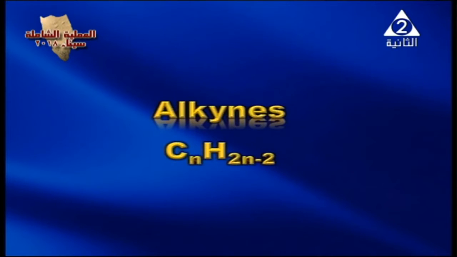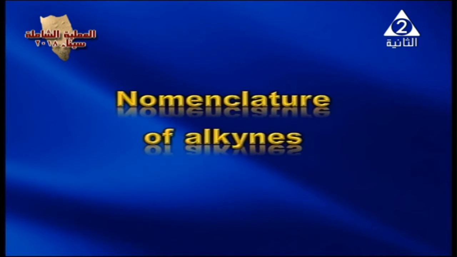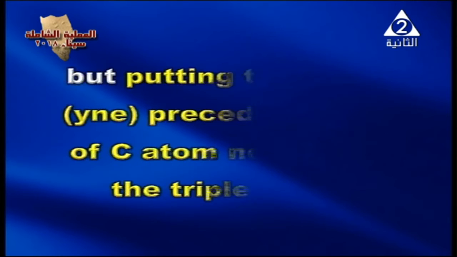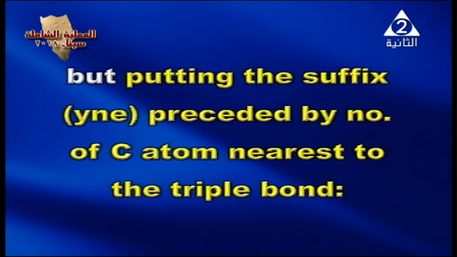Alkynes. Alkynes are organic compounds that have the general molecular formula CnH2n-2. The nomenclature of alkynes: the name of the alkyne is according to the longest continuous chain as in alkanes, but putting the suffix yne preceded by the number of the carbon atom nearest to the triple bond.